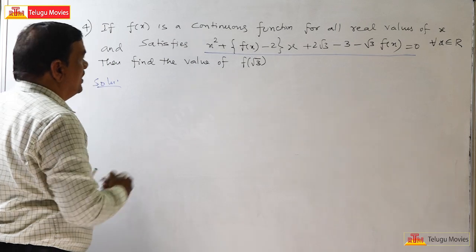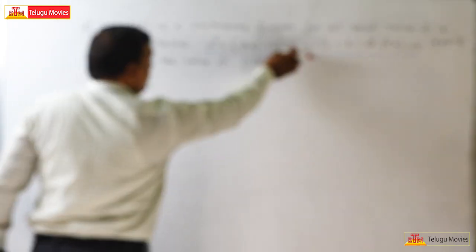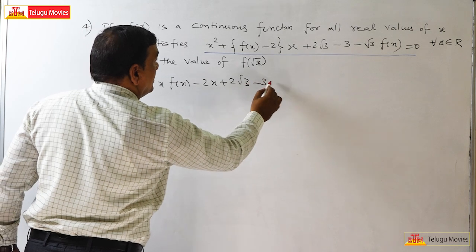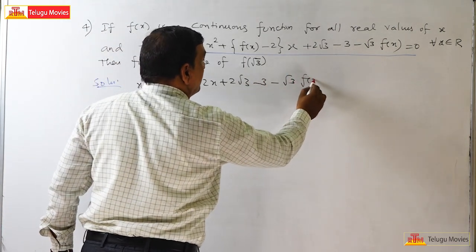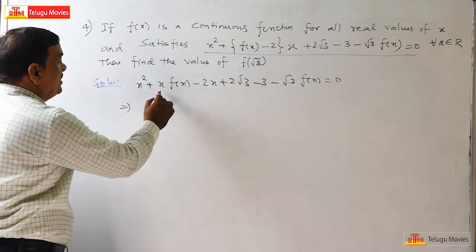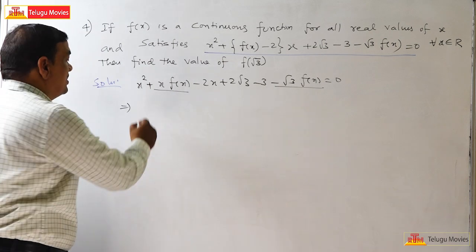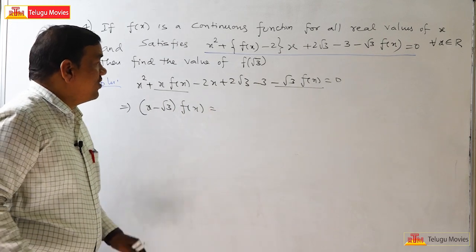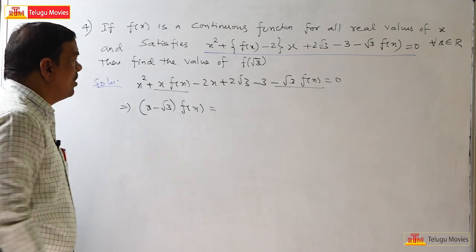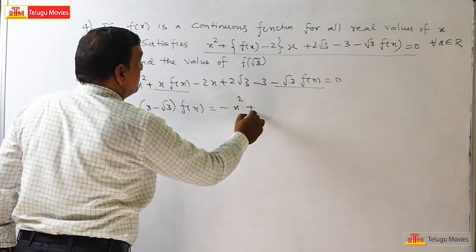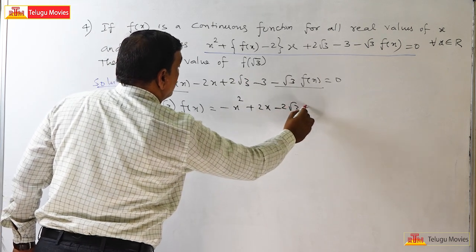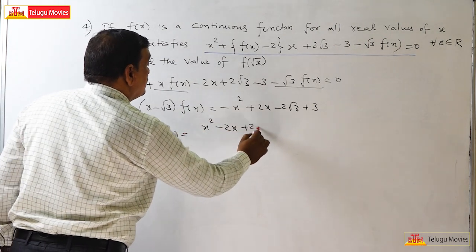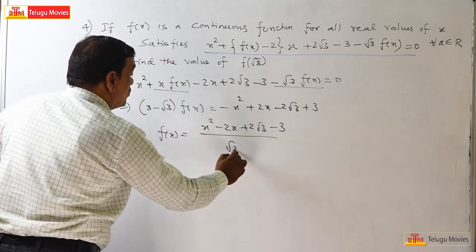First, to do that. Here it is x square plus f of x into 2, so that is x into f of x minus 2x plus 2 root 3 minus root 3 minus 3 root 3 f of x is equal to 0. From this, see here, f of x is there, minus root 3 f of x is there. So x minus root 3 f of x is equal to, take the remaining terms to the left hand side. So this is minus x square plus 2x minus 2 root 3 plus 3. So from this, f of x is equal to x square minus 2x plus 2 root 3 minus 3 by, so this is equal to root 3 minus x.